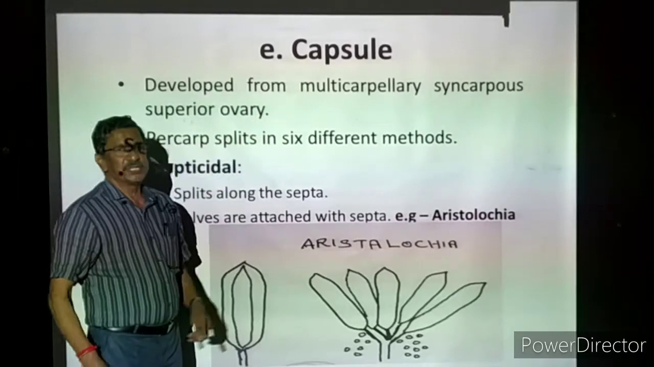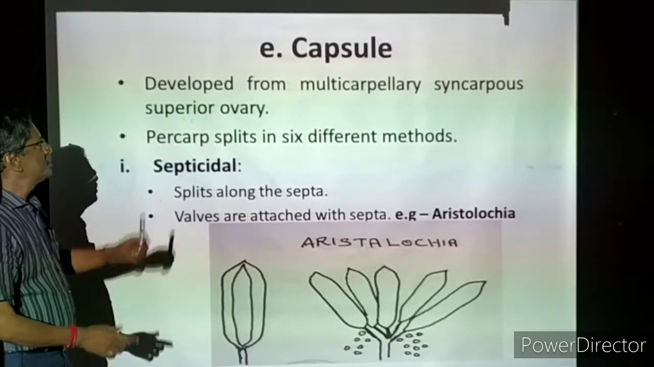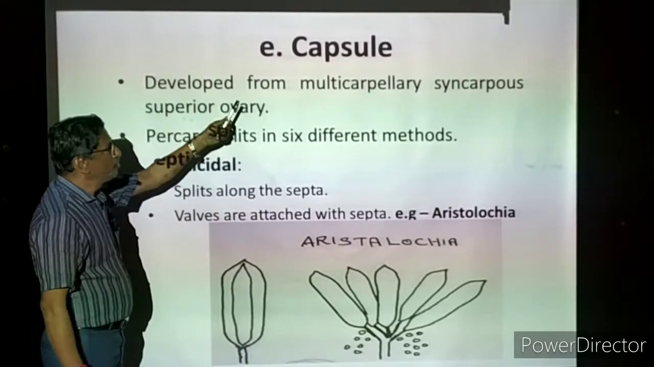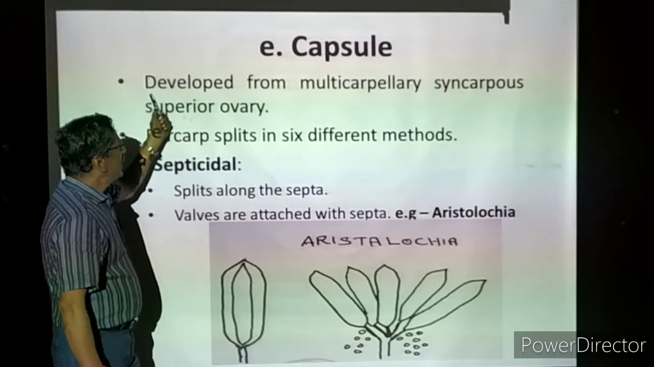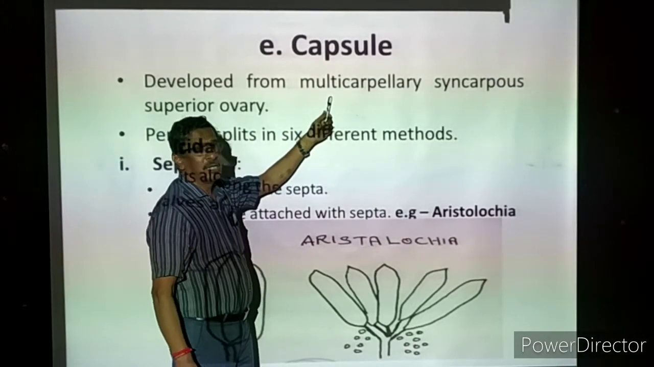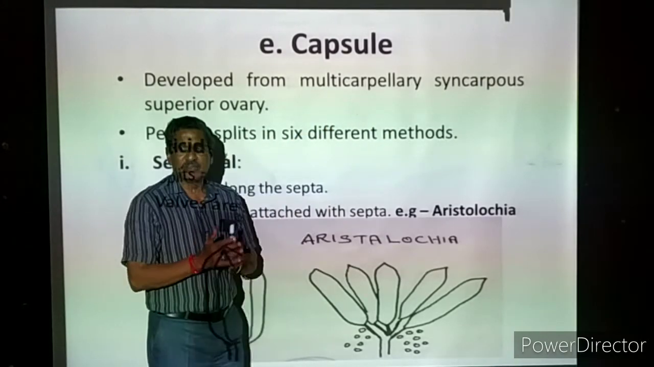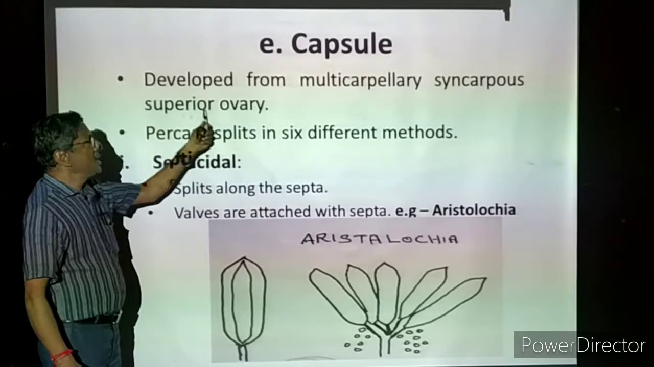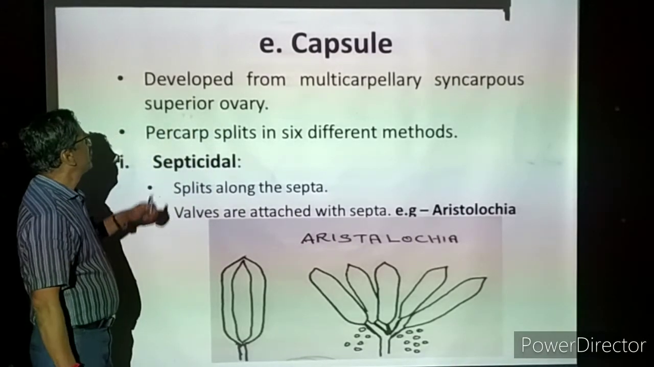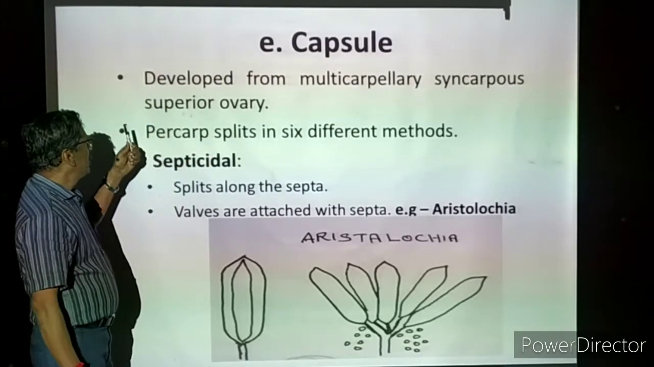We are going to start with the next type of fruits called a capsule, in the dry dehiscent fruits. The group of fruits called capsules develop from a multicarpellary ovary. That means the ovary has many carpels, syncarpous, carpels are fused, and a superior ovary. The ovary is above, other floral parts are below. The fruits are developed from such an ovary.